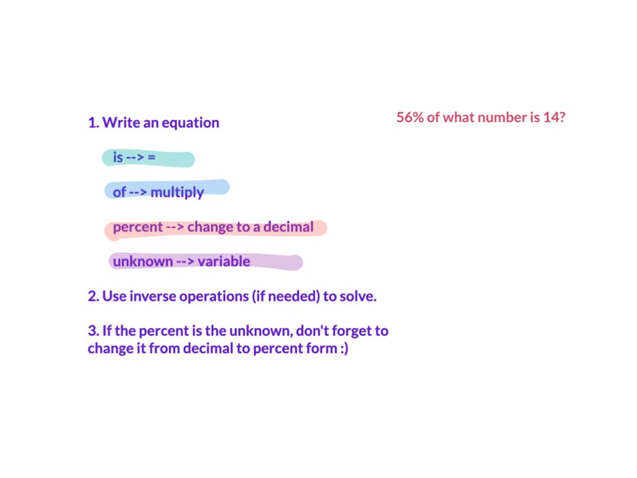This problem says 56% of what number is 14? So in this problem, I'm starting with the percent. What do I do with my percent? I make it into a decimal. So I'm going to move it over 1, 2 to get 0.56. I see the word "of," so I'm going to use multiplication. I don't know what number, so I'm going to just use a variable. I see the word "is," so I'm going to write an equal sign, and then I'm just going to write that 14.